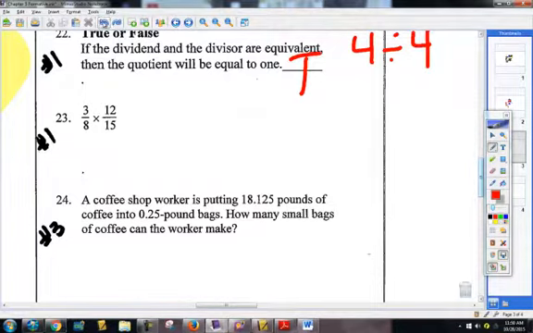Can you cross simplify here? What factor do 8 and 12 have? 2. They also have a 4. So if I divide here by 4, that's going to become 2. I divide here by 4, that's going to be 3. What about 3 and 15? Anything? Yeah, 3. So that's going to become 1. That becomes 5. And we end up getting 3/10.